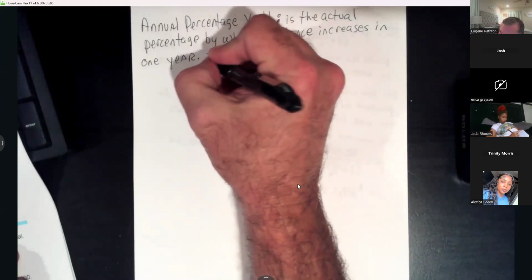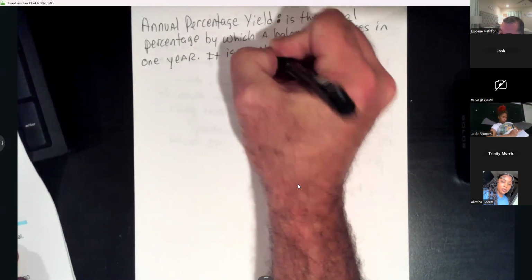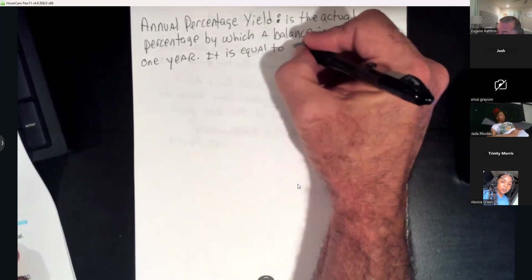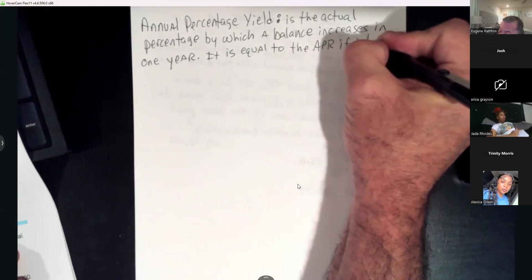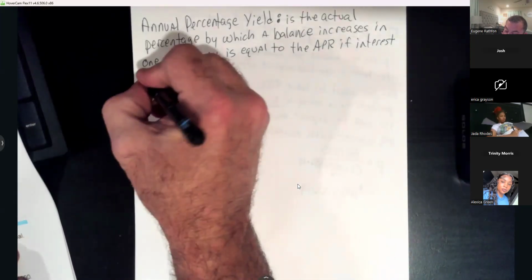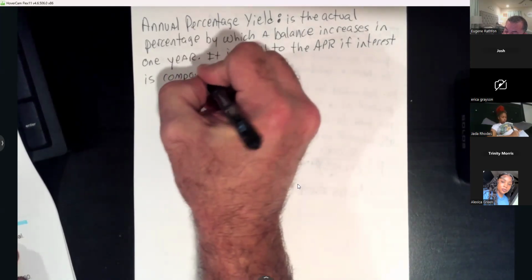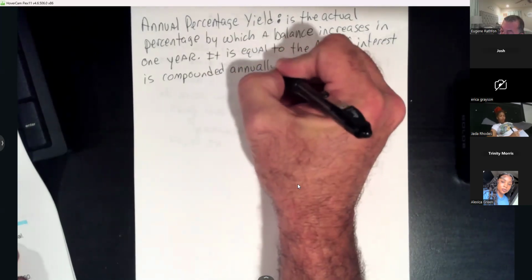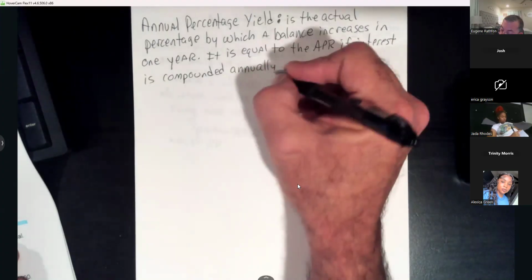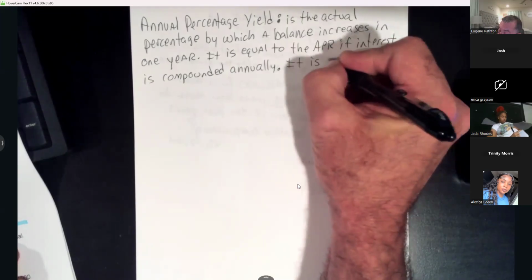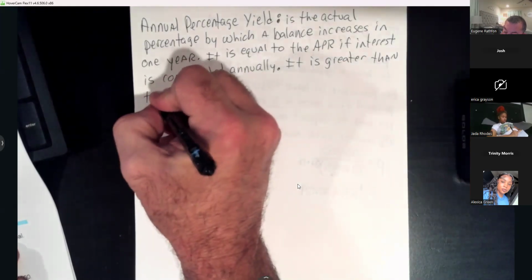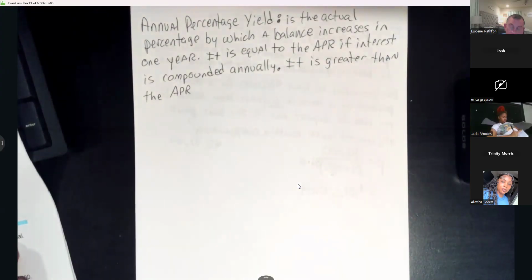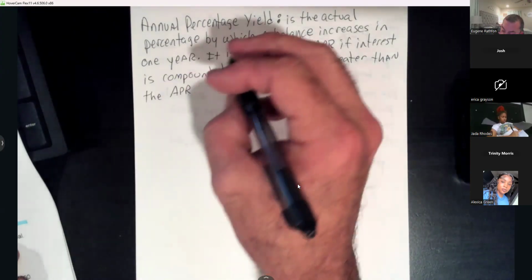All right, it is equal to the APR if interest is compounded annually, or just one time a year. It is greater than the APR if interest is compounded more than once a year.